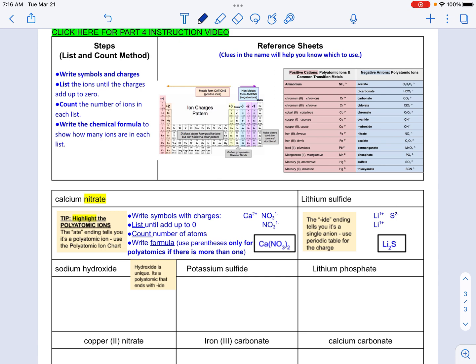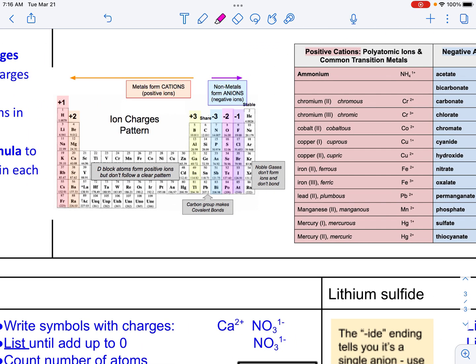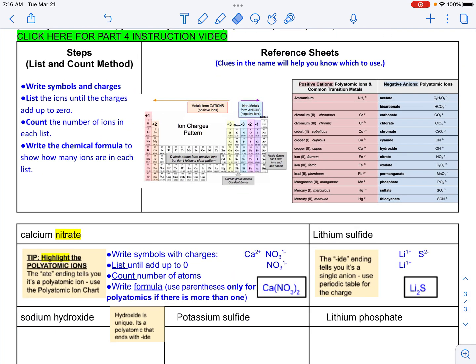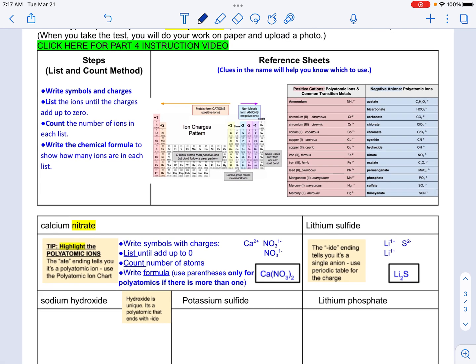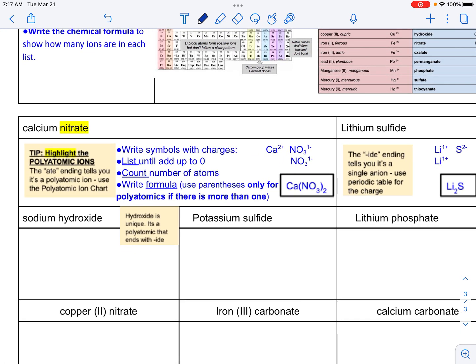You've got your periodic table with the charge pattern at the top, and that's this: +1, +2, +3, share, -3, -2, -1, stable. You've got your ion chart as well. I'll go through some examples to show you the different types that you might see. So the first example here that's already done for you, calcium nitrate.